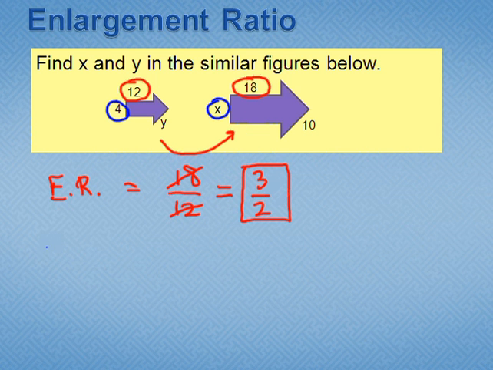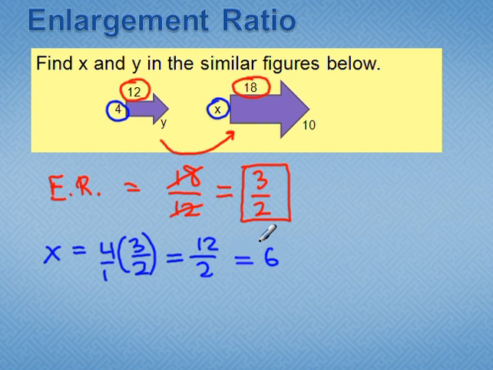So to find x, we take 4 and multiply it times 3/2, because that's how many times bigger the large arrow is. And from the first fraction tutorial, we know to put this over 1. We can either multiply across and then reduce, or reduce first. I'm going to multiply across. 4 times 3 is 12. 1 times 2 is 2. And then 2 goes into 12 exactly 6 times. So there's our x value.